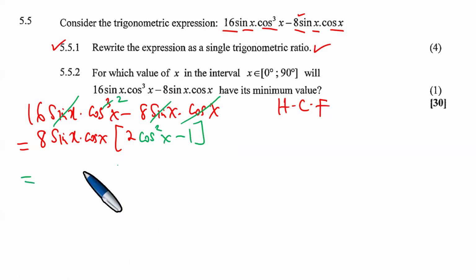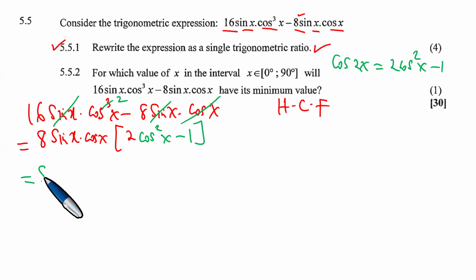What is next? This was a bit tricky to most students. Anything else? What do you think, Noah? Cosine 2x. Here it's cosine 2x because we know that cosine 2x is actually 2 cosine squared x minus 1. So we have 8 sine x cosine x, and this is cosine what? 2x.